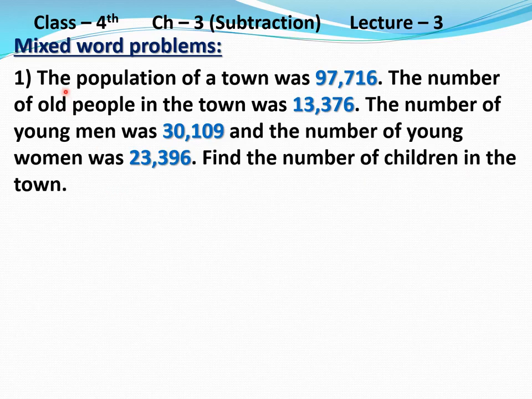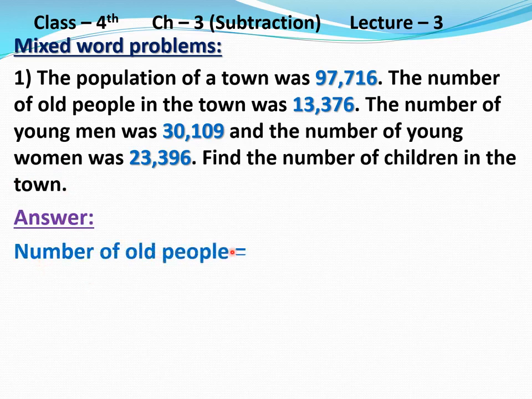Okay, see, the population of a town was 97,716. Now out of these the number of old people in the town was 13,376, number of young men was 30,109 and the number of young women was 23,396. What we have to find? We have to find the number of children in the town. See, first of all we will add the number of old people, number of young men and number of young women. Clear?